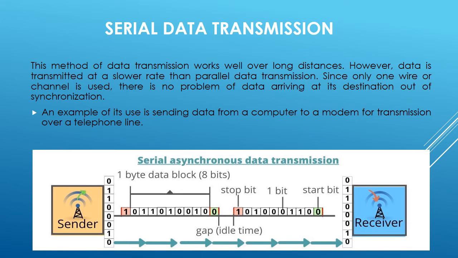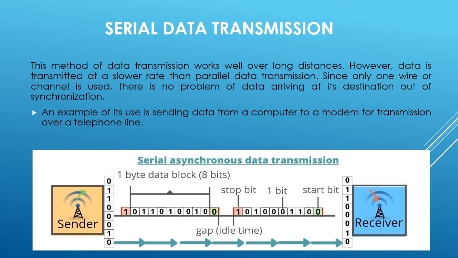This method of data transmission works well over long distances. However, data is transmitted at a slower rate than parallel data transmission. Since only one wire or channel is used, there is no problem of data arriving at its destination out of synchronization. An example of its use is sending data from a computer to a modem for transmission over a telephone line.